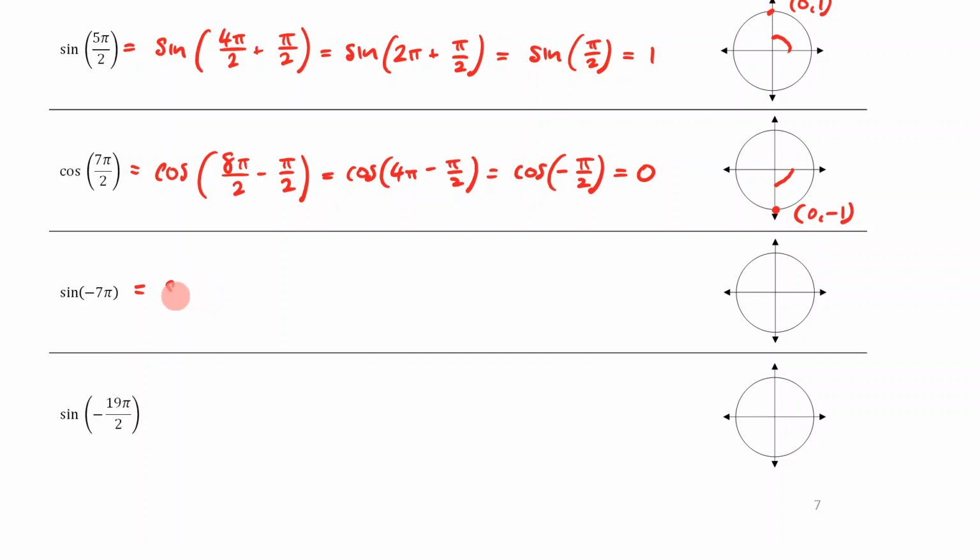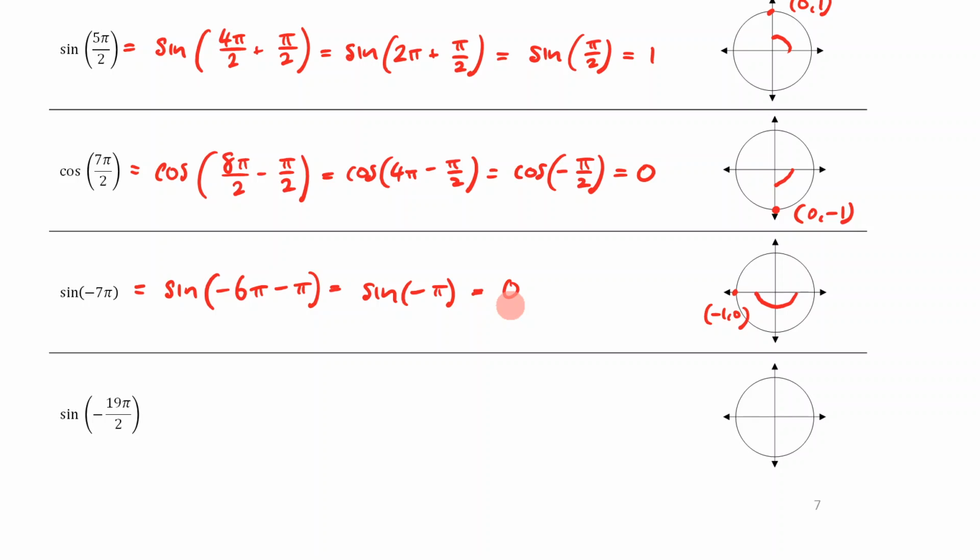What if I was given sine of negative 7 pi? Well, in this case, I'm going to say this is negative 6 pi minus pi. So that just means I'm going around my circle a bunch of times, backwards, but that doesn't matter because I'm still going to end up back here, because it's an even number. And then I'm going there. Remember, I'm going clockwise because it's negative. So this is going to be (negative 1, 0). It's after my sine, so it's after the y value. So it's just going to be sine of negative pi, which is just 0.